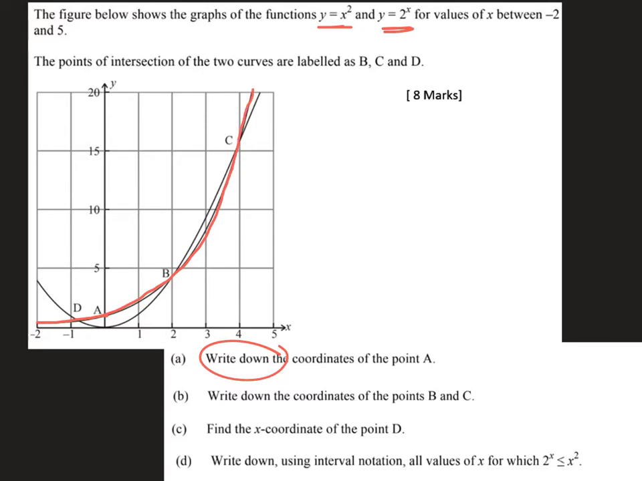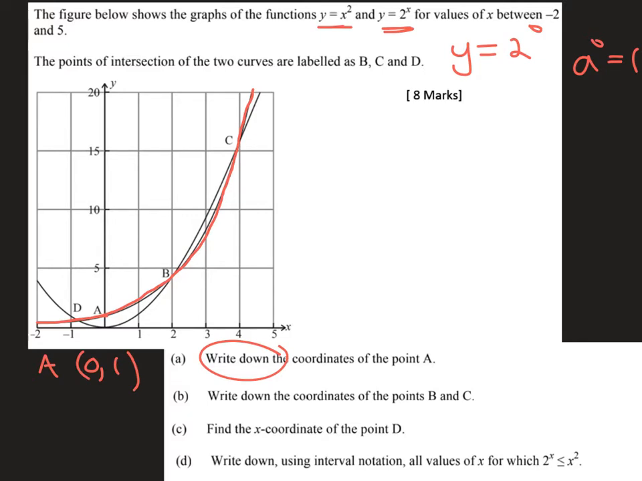So this red line here is the exponential function, y equals 2 to the x. So we're going to take the value of x on the y axis, which is going to be 0, and substitute it in here. So the y value will be equal to 2 to the power 0, and indeed, as we saw earlier, anything to the power 0 is equal to 1. So the coordinates of A are going to be 0, 1.